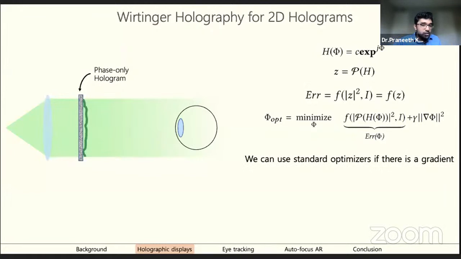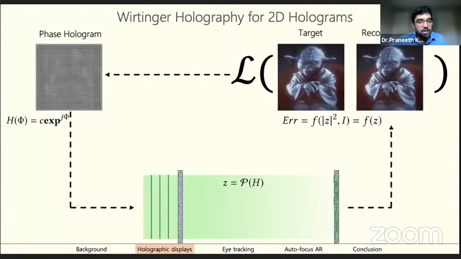So if you can use a standard optimizer and provide gradients to this optimizer, you should technically be able to optimize a phase-only hologram. Let me make this clear. So let's say you have an initial phase phi. The complex amplitude of the light wave is going to be some amplitude times the exponential of this phase, right? And let's call this your hologram.